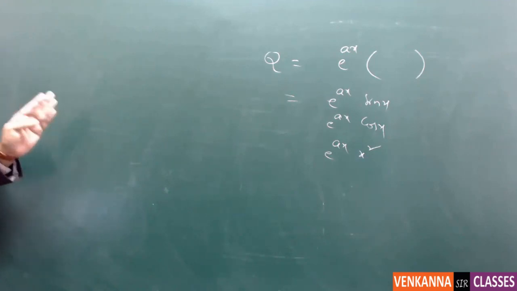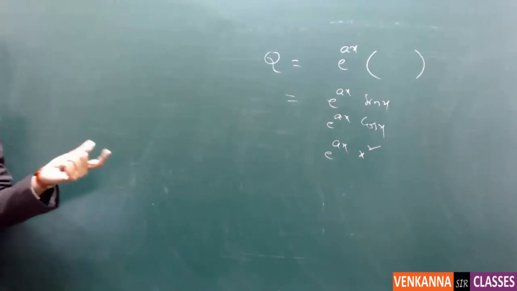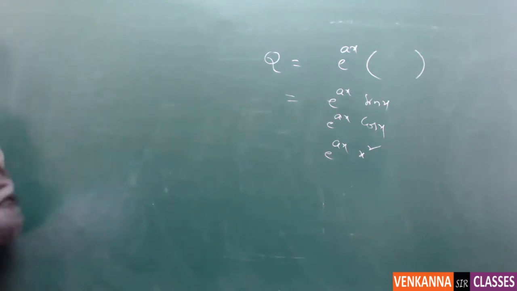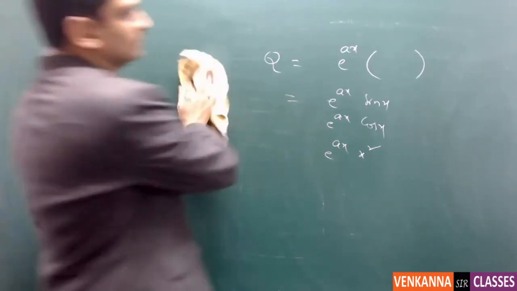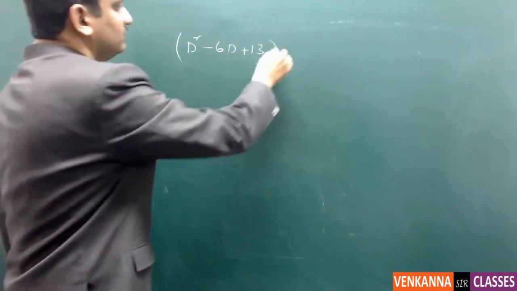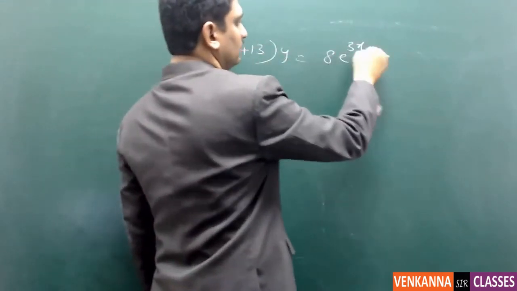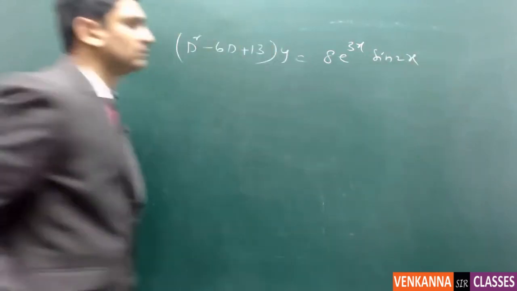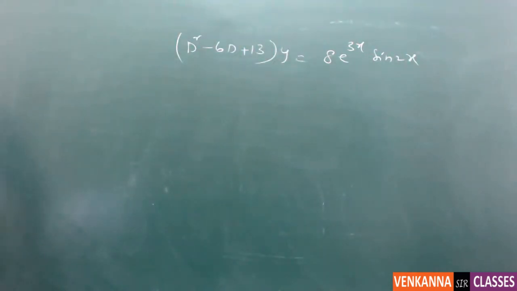So for that, I will describe the procedure by taking a problem. Doing a problem is more efficient than explaining the concept. So please note down the problem. Solve d square minus 6d plus 13 into y. Please take a note of this, then tell.